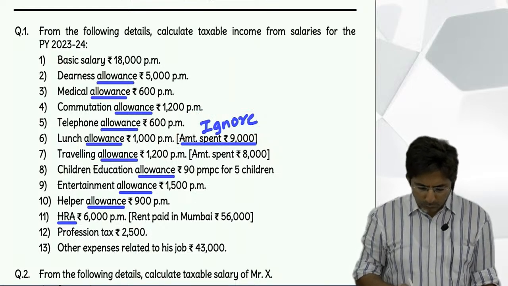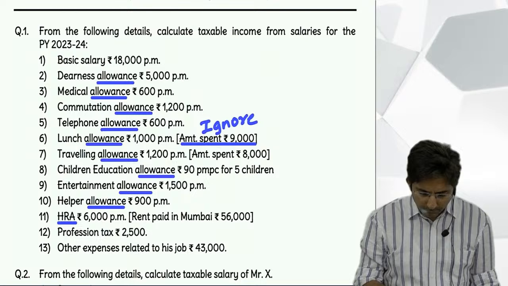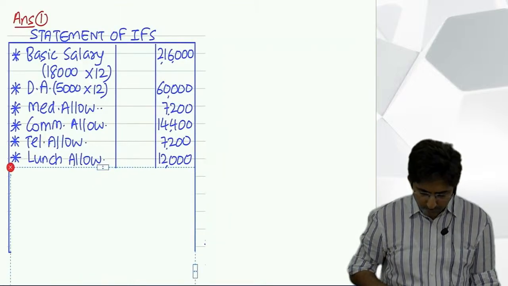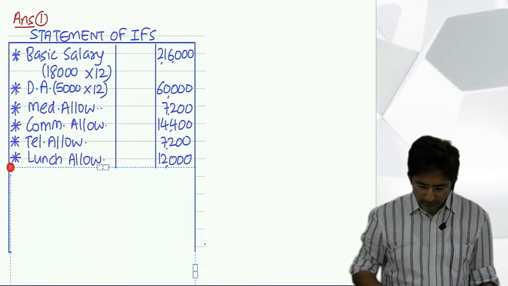So lunch allowance 1000 per month, multiply by 12, that comes to 12,000. Correct.